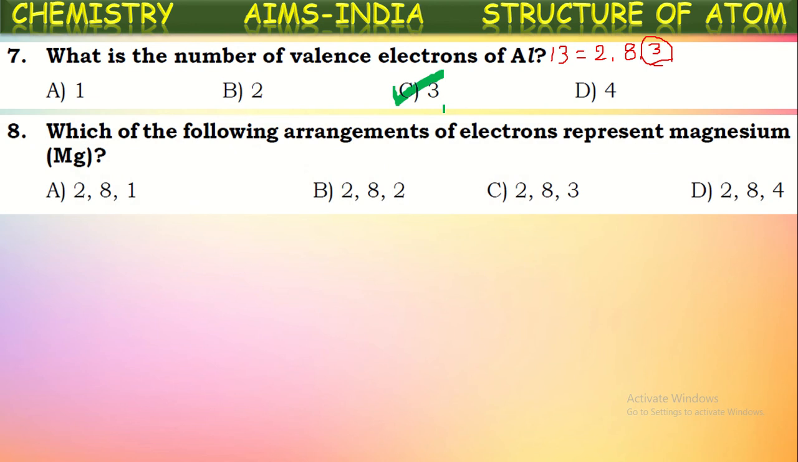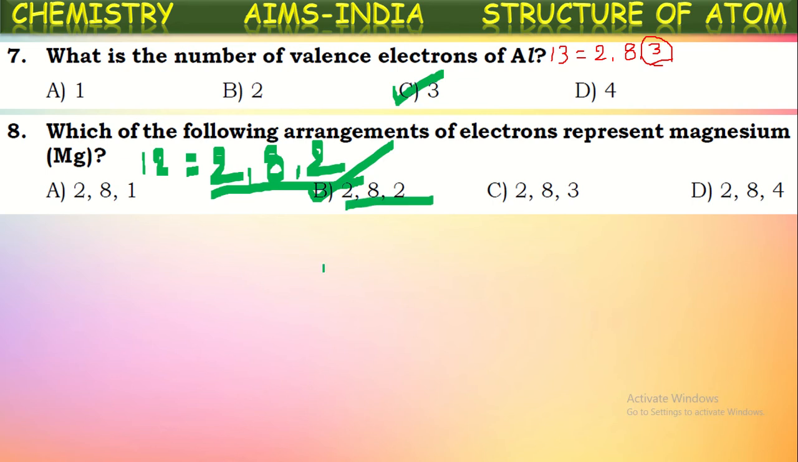Next one, which of the following arrangements of electrons represents a magnesium atom? If we know the atomic number of magnesium, then we can write its electron configuration. What is the atomic number of magnesium? It is 12. So if we write the electron configuration for 12, we get 2, 8, 2. Because the first shell can accommodate a maximum of 2 electrons and the second shell can accommodate 8 electrons, and the remaining electrons will be distributed into the third shell. Now this is the electron configuration of magnesium, 2, 8, 2, where it is represented here. This is correct.